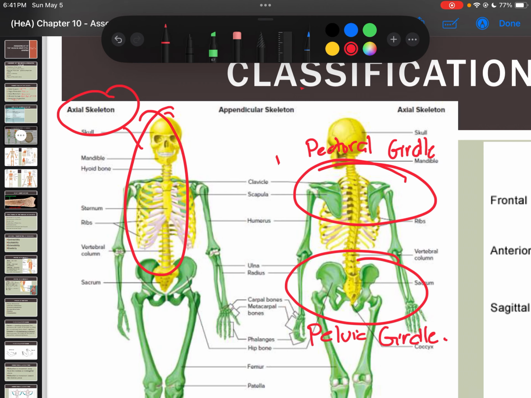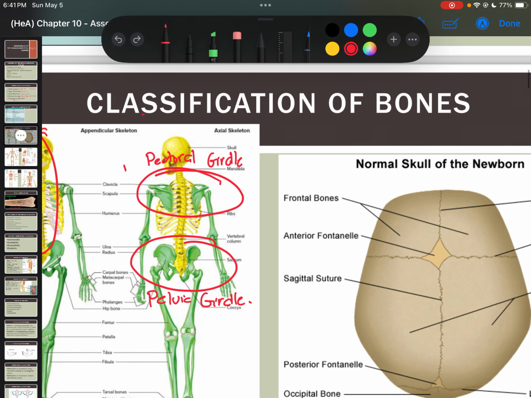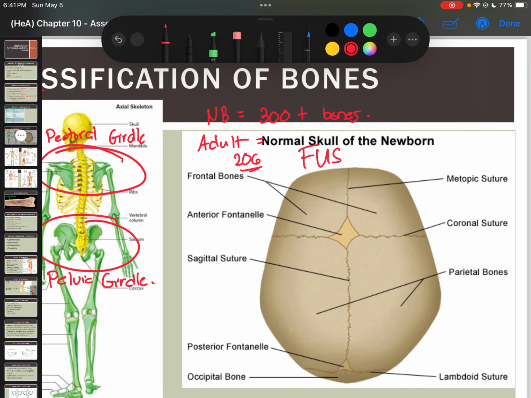It is called a girdle, class, because it connects, for example our scapula, to the rest of the appendages. Now, when you are a newborn, you usually have 300 plus bones, but an adult has 206. The reason why is that as you grow, the bones will fuse.